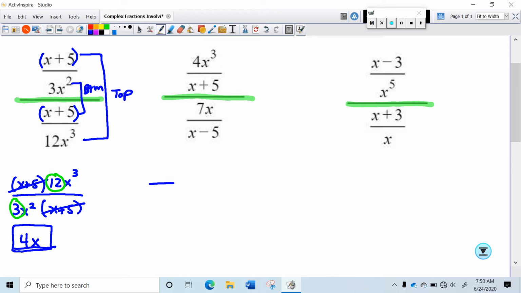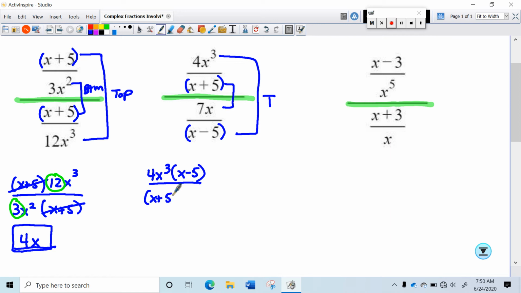Okay, so again, put your binomials in parentheses, outside on the top. So I've got a 4x cubed and an x minus 5. Inside on the bottom, x plus 5 and 7x. Okay, so my families don't cancel because they're not the exact same thing. I've got x minus 5 and x plus 5. If they're not the exact same family, you can't cancel them out. You can't cancel the x's in those parentheses out because you're not allowed to split families apart.